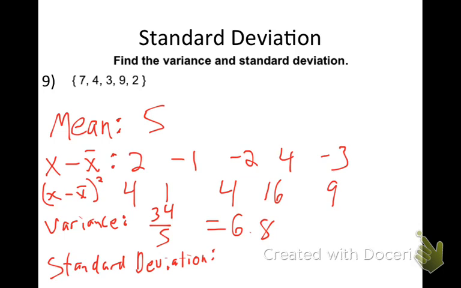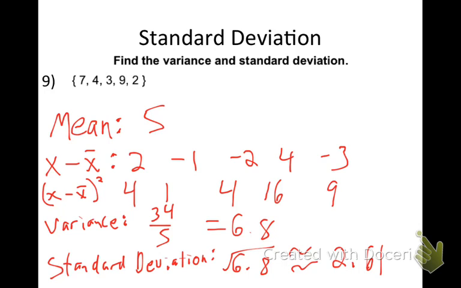Then find the standard deviation. So I take that 6.8 and I square root it, and I get approximately 2.61. Nice job. Hundredths is fine for right now, unless it says otherwise. Hundredths is good.